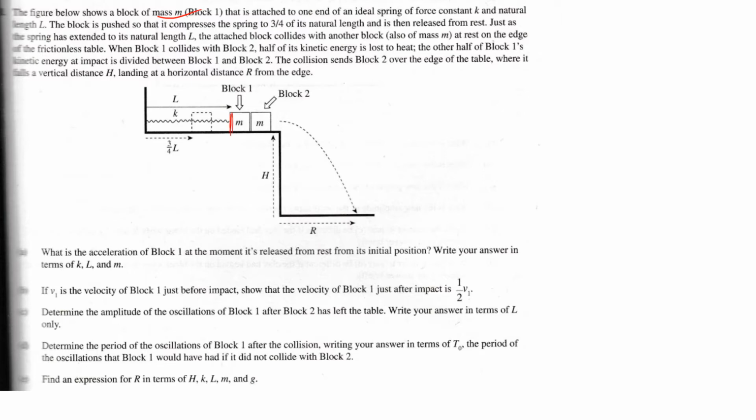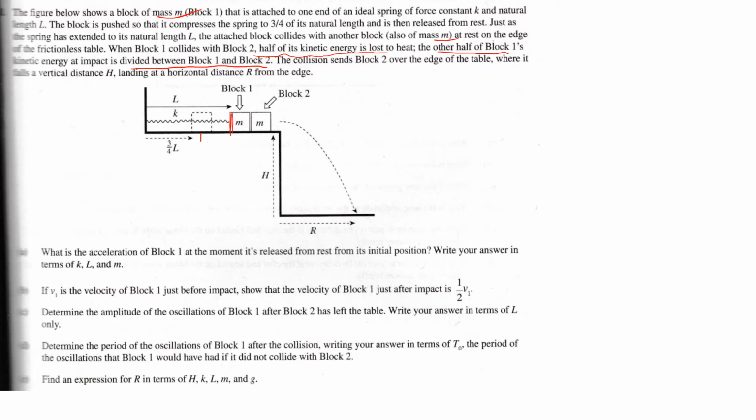The block is pushed, so it's compressed to 3/4 L, and released from rest. Just as the spring extends to its natural length, the block collides with another block, also mass m, at rest at the edge of a frictionless table. When block 1 and 2 collide, half of its kinetic energy is lost to heat. The other half of block 1's kinetic energy is divided between block 1 and block 2.